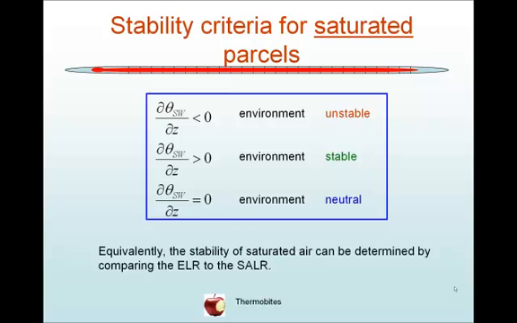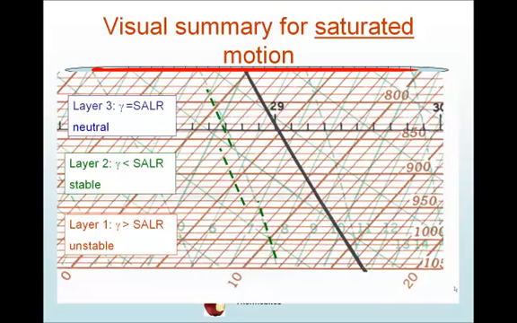It's a little bit easier, however, to work out the stability of saturated air by comparing the environmental lapse rate to that of the saturated adiabatic lapse rate. So let's do that graphically. Here we can see have been marked in 3 saturated adiabats for reference, and now let's put in the temperature lapse rates for the environment.